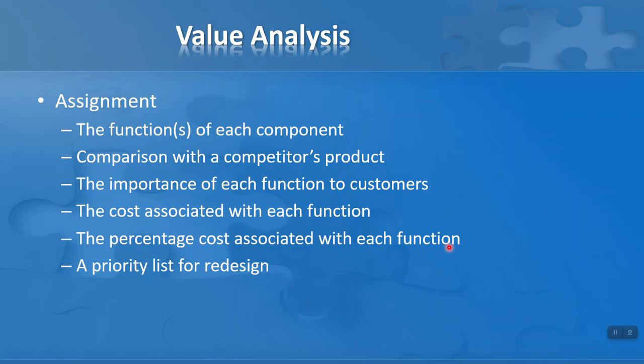So an assignment for this section, which will follow this lesson, I'm going to ask you to look at the functions of the components of a particular process and then compare a competitor's product with your product. What is the importance of each function to your customers? We'll look at some customer data and the cost associated with each of those functions. What is the percentage cost to work that out so that we can identify our final thing, which is what we really want to do, our priority list for redesign. Remember to focus on the functions with the highest cost associated with them.